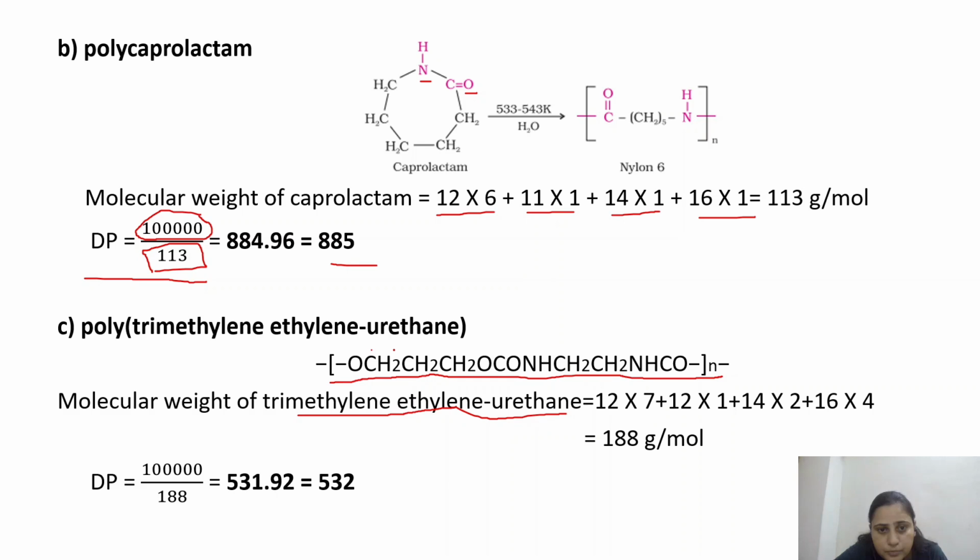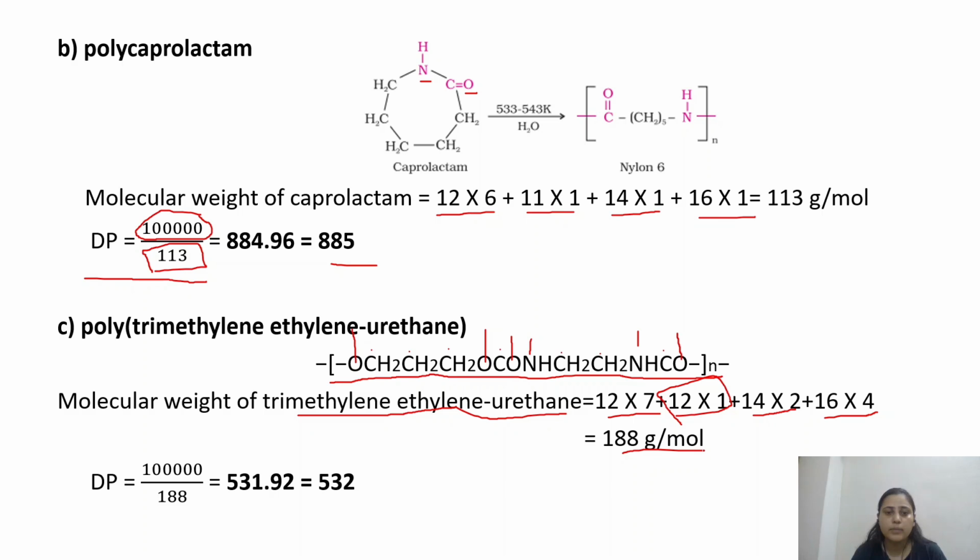After calculating, we'll get 188 gram per mole as the molecular weight of trimethylene ethylene urethane. So the degree of polymerization is 1 lakh divided by 188. So 532 we get as the DP, which is the degree of polymerization.